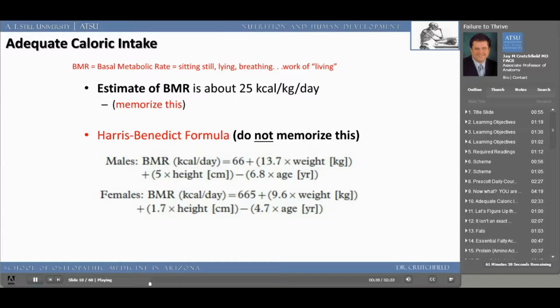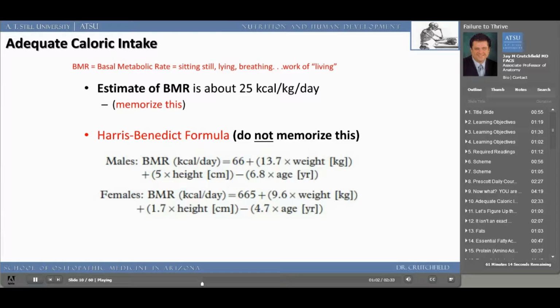Let's take a look at how to calculate the basal metabolic rate. The rate of lying still, sitting, breathing, not doing anything. In fact, sleeping is considered a little less than the basal metabolic rate. It's given a MET, M-E-T, a MET of 0.9. We'll talk about METs in a second. What you do need to memorize is this first number.